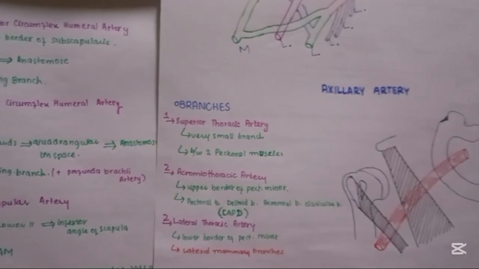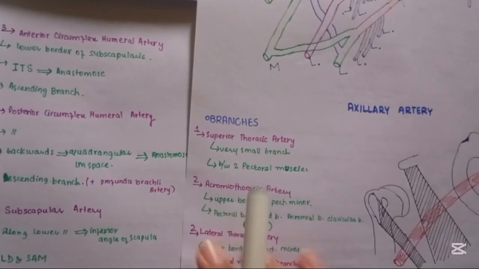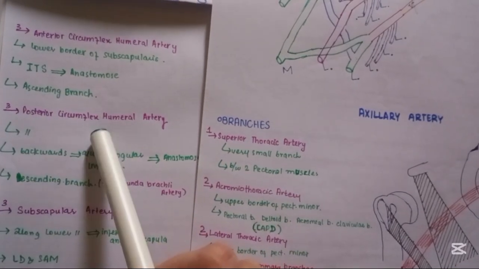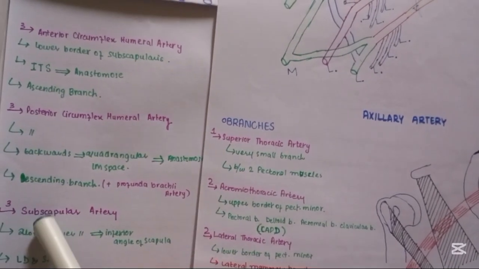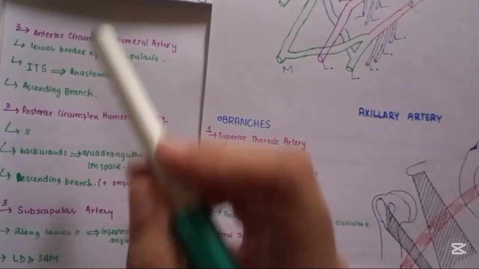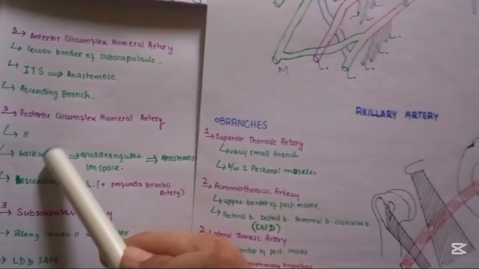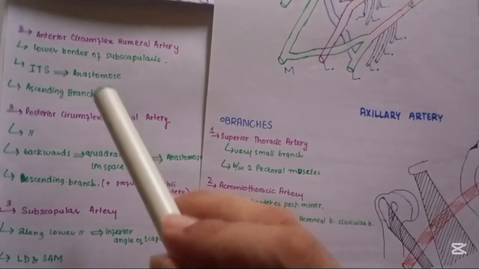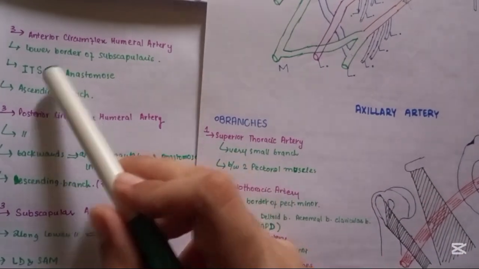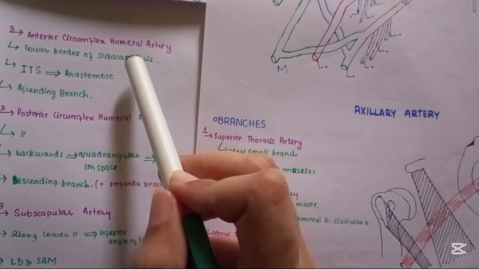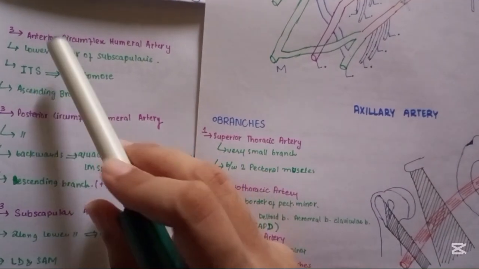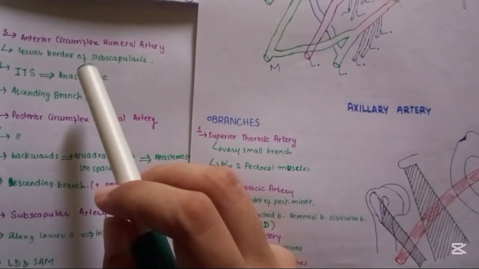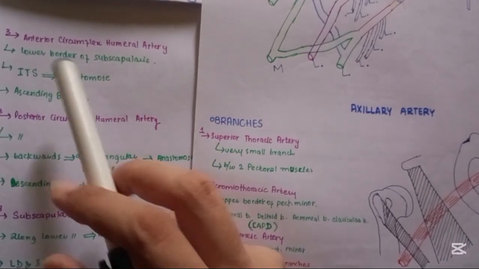So now let's deal with the branches from the third part. So your first branch is anterior circumflex humeral artery, second branch is posterior circumflex humeral artery, and the third and the largest branch is subscapular artery. This is very small, but this is larger as compared to the anterior circumflex humeral artery. And the muscle that is important here is your subscapular muscle, and especially its lower border, because both anterior and posterior arise from the lower border of subscapularis muscle.